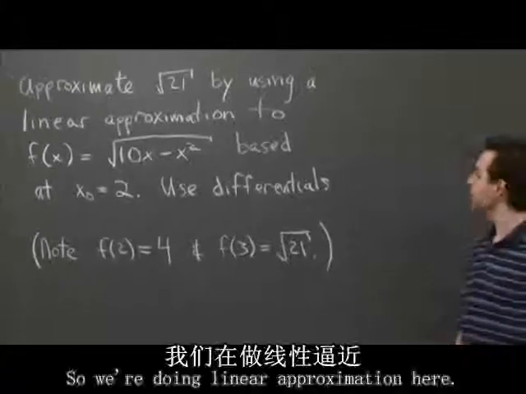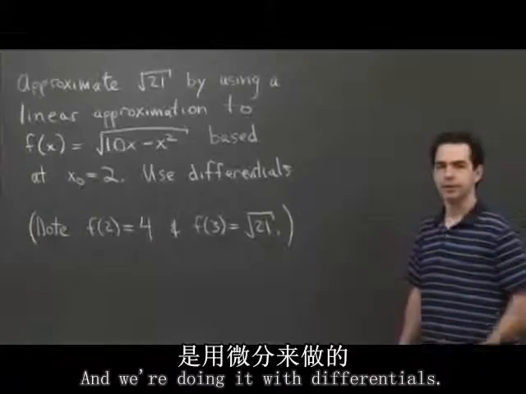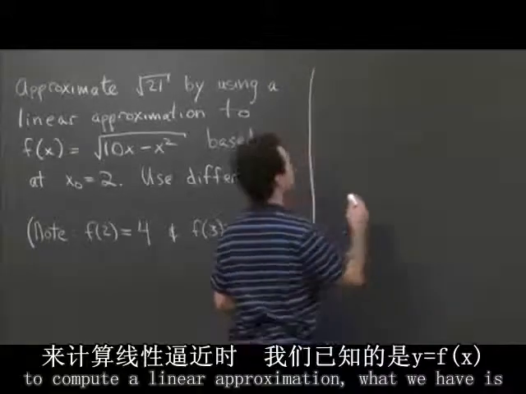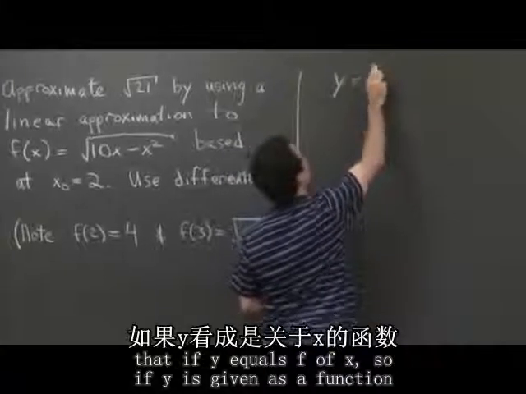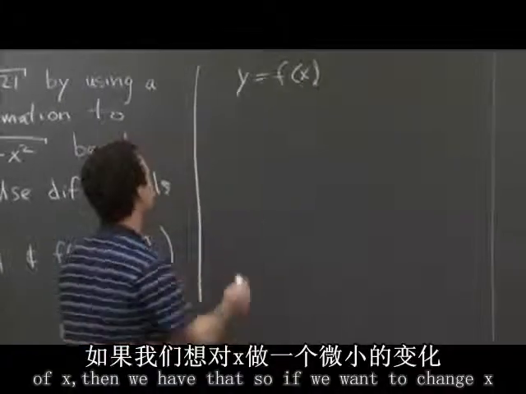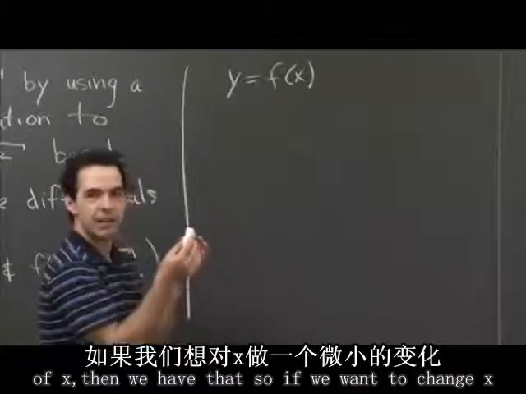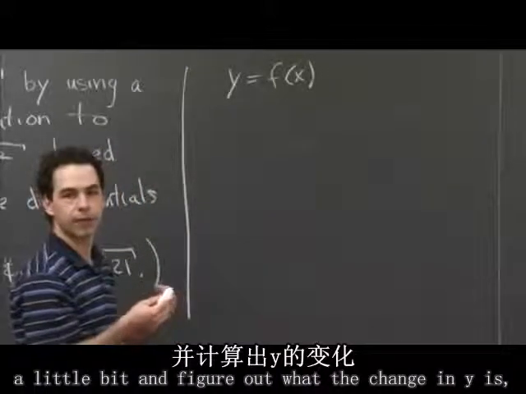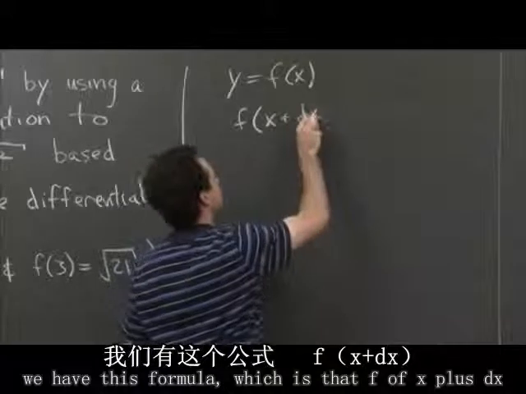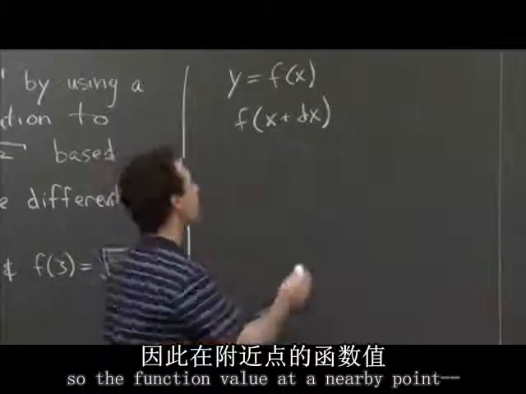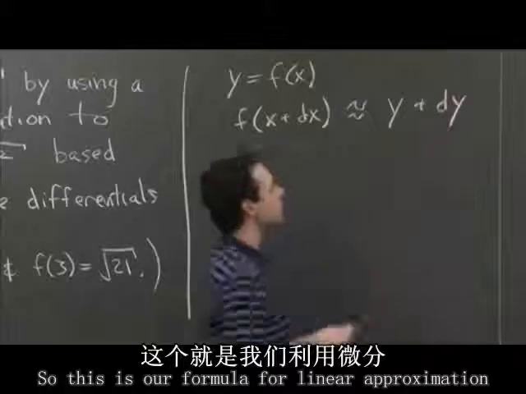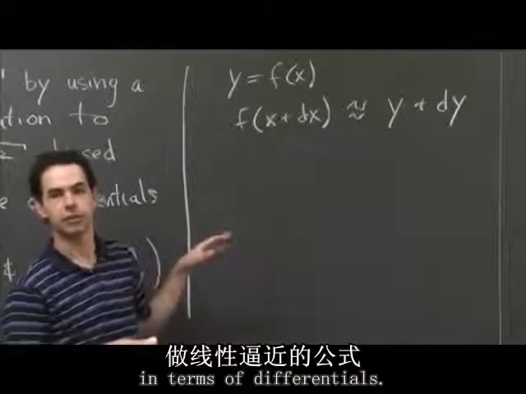All right, welcome back. So we're doing linear approximation here, and we're doing it with differentials. So in general, when we use the method of differentials to compute a linear approximation, if y equals f of x, so if y is given as a function of x, and we want to change x a little bit and figure out what the change in y is, we have this formula: f of x plus dx, the function value at a nearby point, is approximately equal to y plus dy. So this is our formula for linear approximation in terms of differentials.